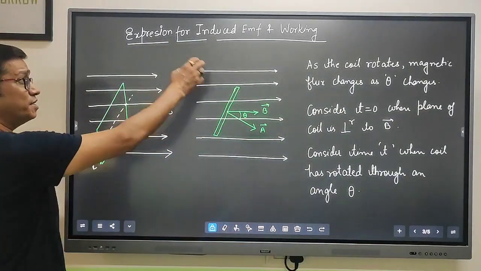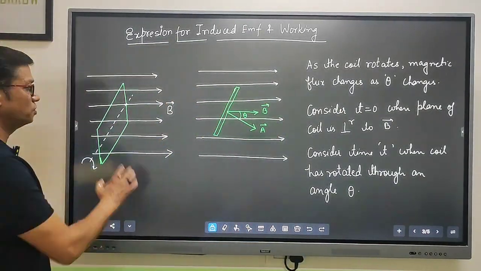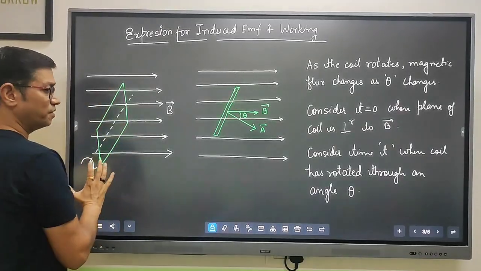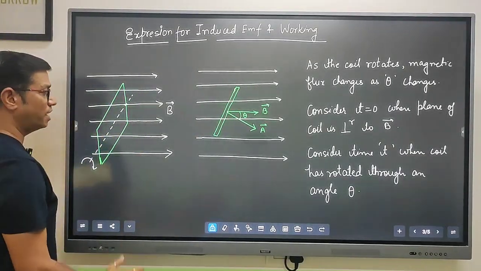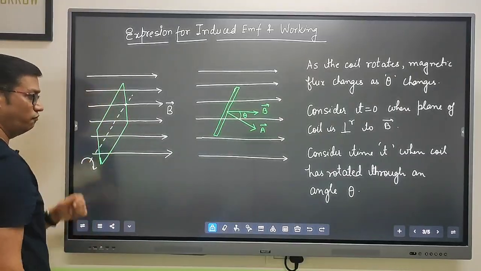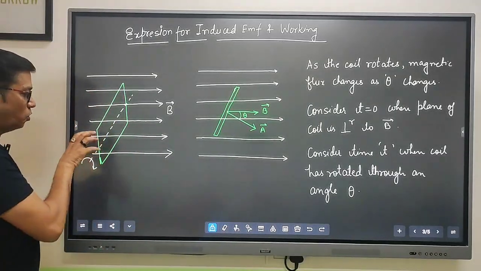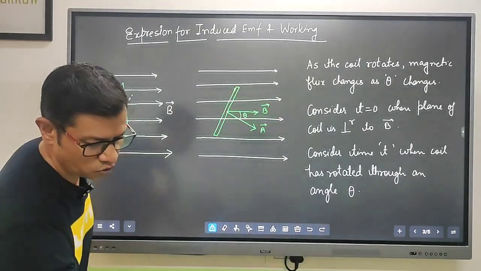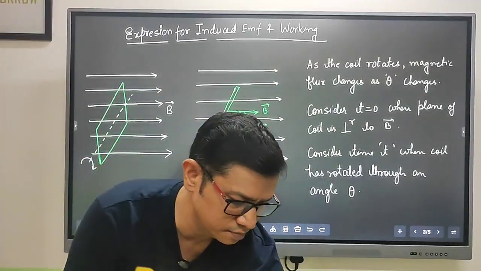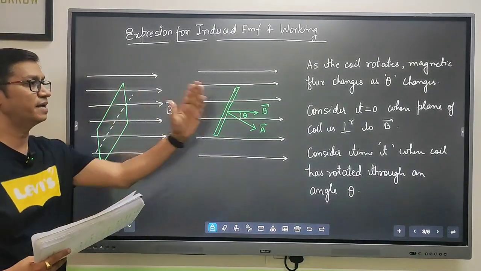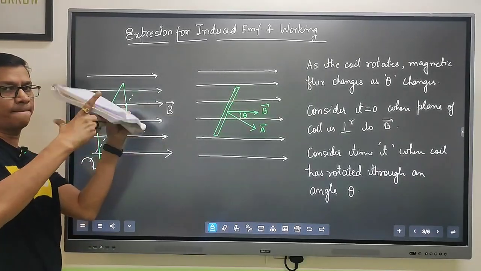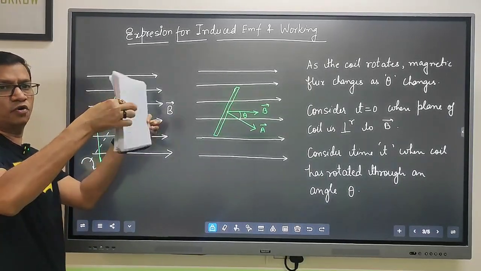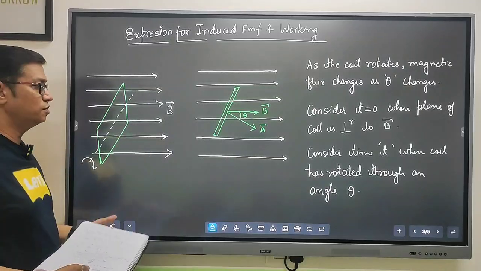Okay, so let's come to the expression for induced EMF and working. For simplicity's sake, we have put the diagram like this. There is a magnetic field which is along the plane of the smart board, and perpendicular to it we have put the coil, and this coil can rotate. So you can just imagine this coil like this. This is my magnetic field, and the coil is somewhere like this, and it is being rotated like this.